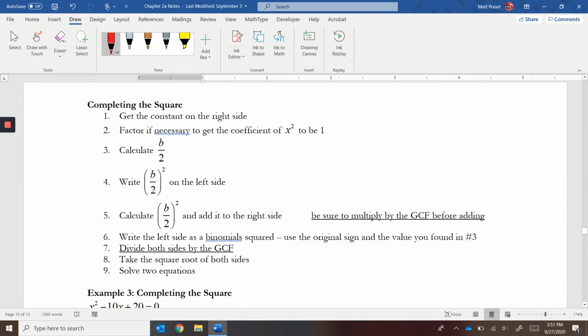All right, completing the square. Completing the square is a valuable tool. It is really helpful in some situations, but it's not one we're going to use often. But I do still need you to know how to do this correctly.